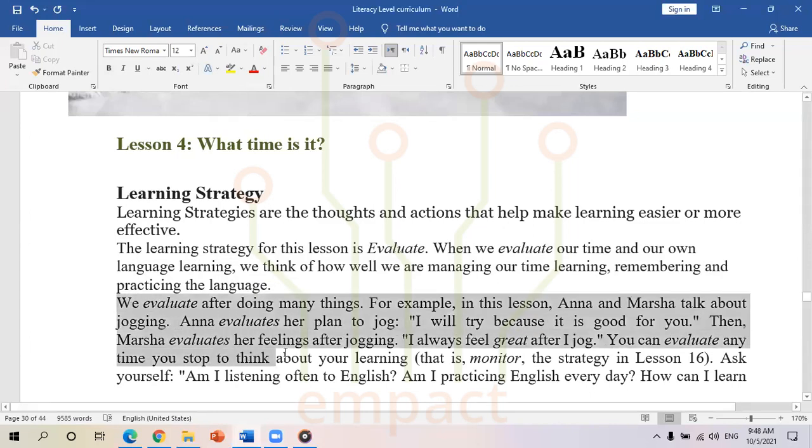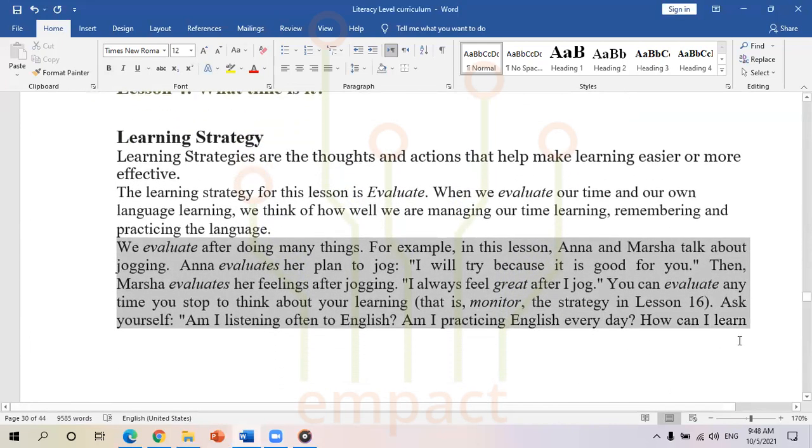For example, in this lesson, Anna and Marsha talk about jogging. Anna evaluates her plan to jog. I will try because it is good for you. Then Marsha evaluates her feeling after jogging. I always feel great after I jog.